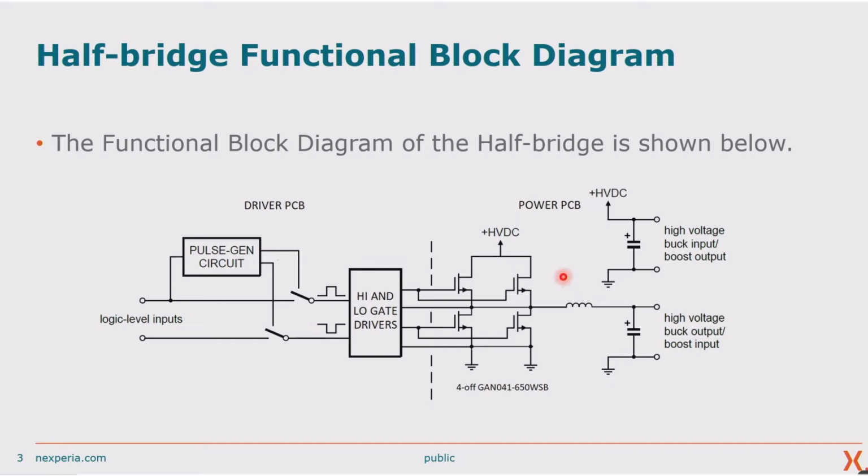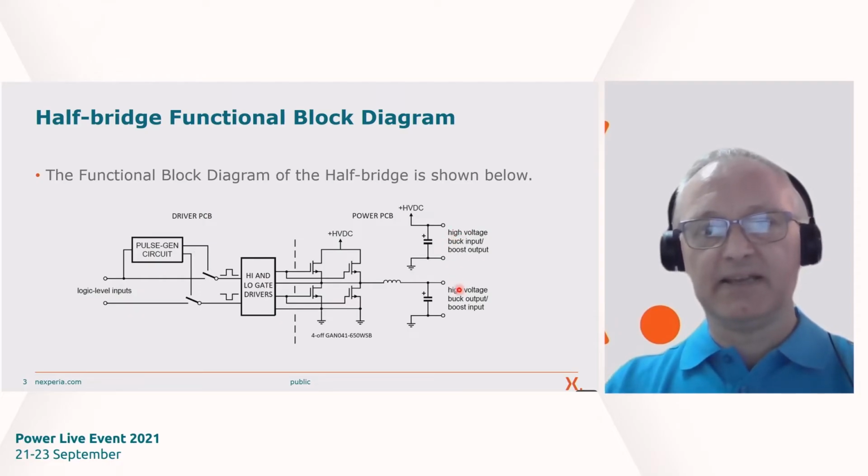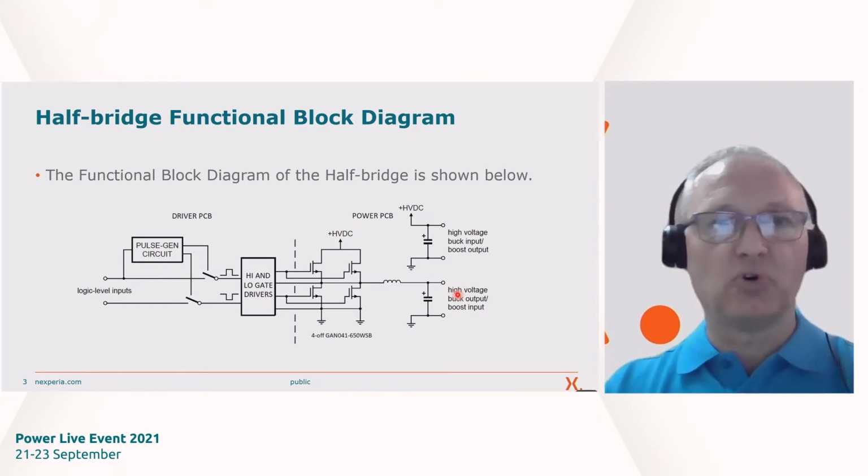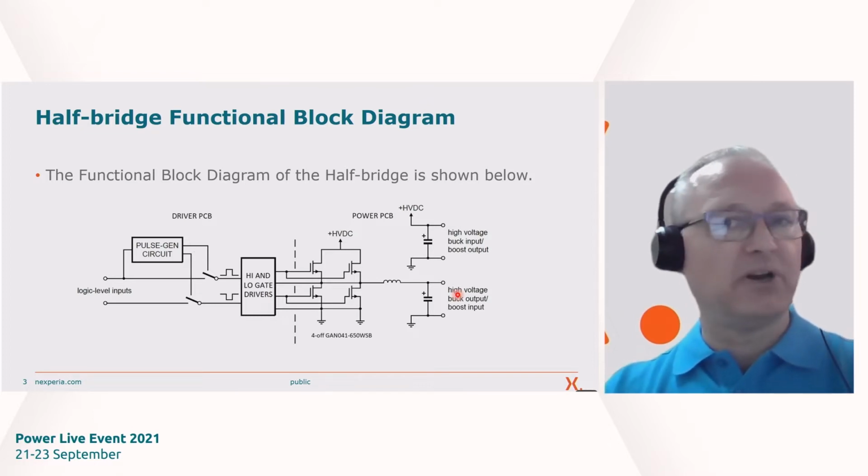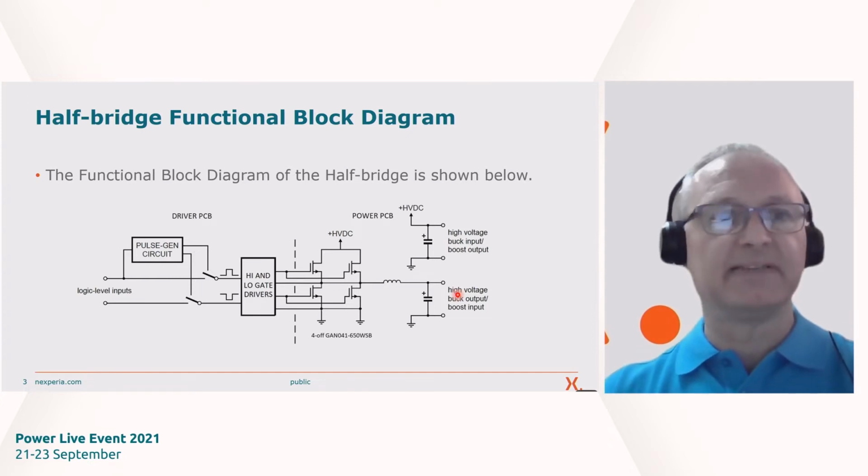On the right side, we have the power PCB, on which we have the 4-off GaN 041 650 WSB devices, with two devices in parallel for the high side and low side in a half-bridge configuration, along with the power inductor here, the bulk decoupling capacitors here and here, the DC link snubbers, which are not shown in this diagram, and the high voltage inputs and outputs. As noted on the diagram here and here, the system can be either configured in buck or boost modes. And next, I'll go through the Nexperia recommendations and also show how they have been put into practice in this implementation.